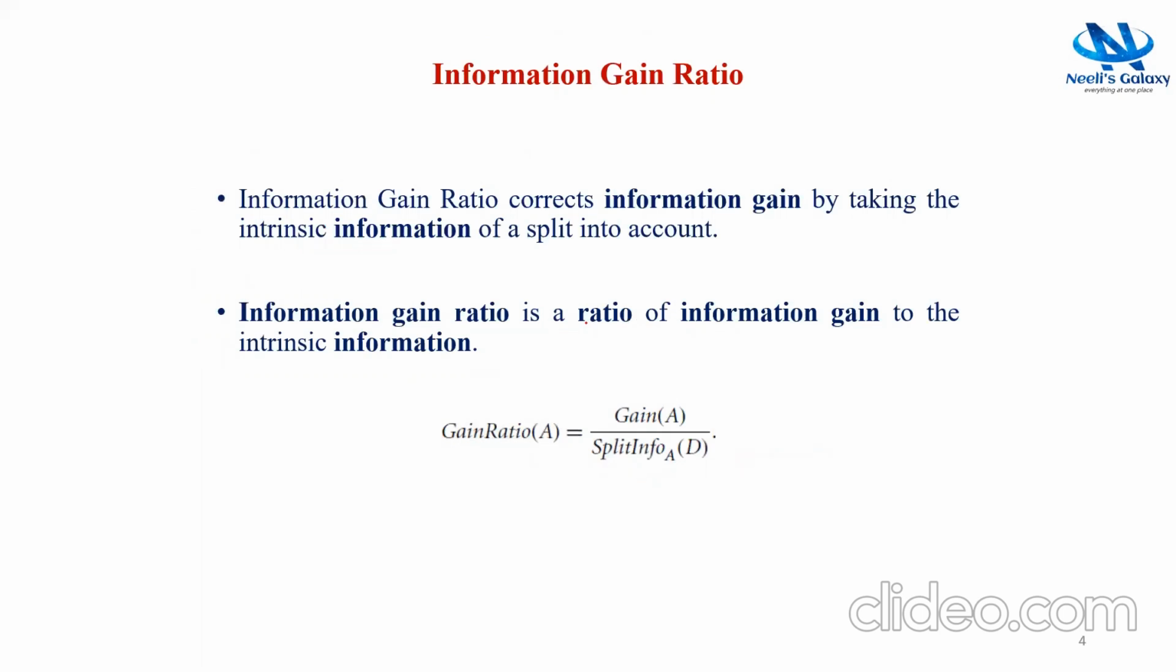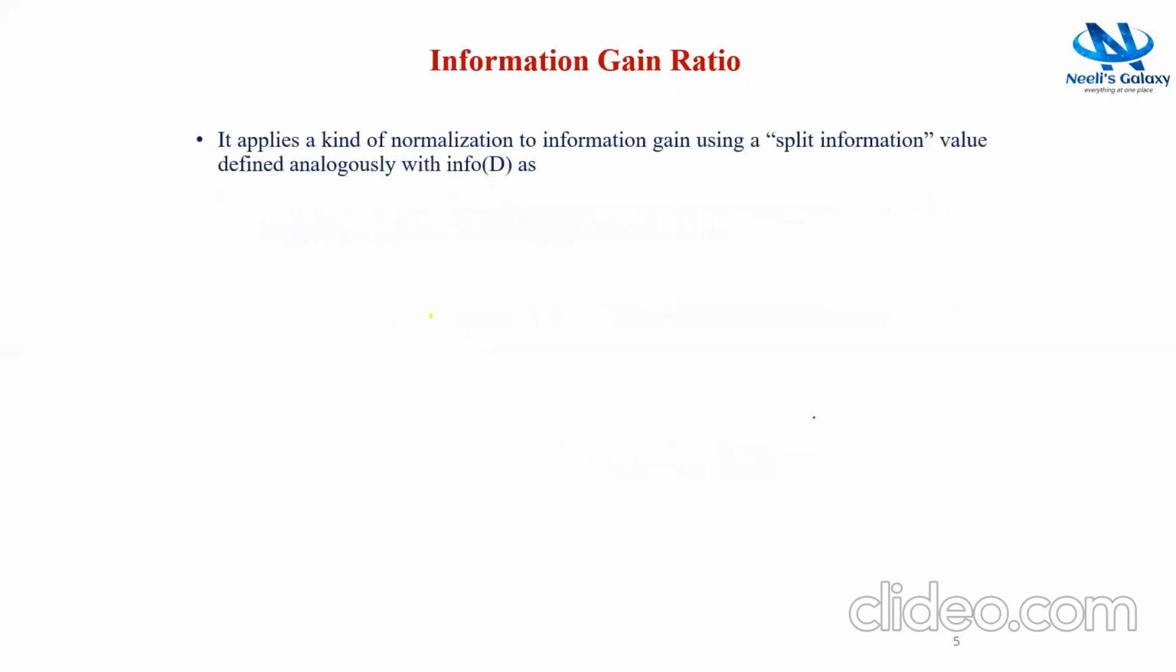Information gain ratio corrects information gain by taking the intrinsic information of a split into account. Information gain ratio is a ratio of information gain to the intrinsic information, which is referred to as the split information of the dataset given the attribute. So it applies a kind of normalization to information gain using a split information value defined analogously with the entropy of the dataset, which is given by this formula.